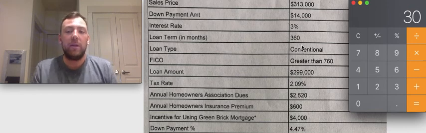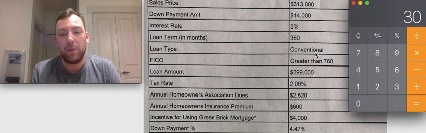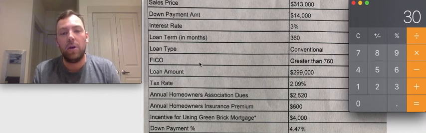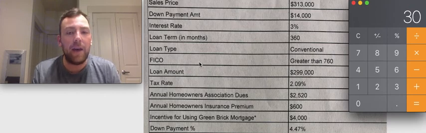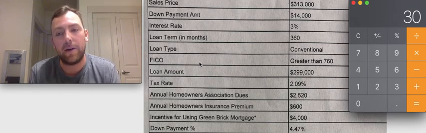So the loan type is conventional. I'm not really going to get into that because I would be making up a lot of stuff, honestly. But I know that's the standard loan type there. If anyone has anything to add, that would be appreciated, but I'm just going to leave that at conventional because that's the standard.